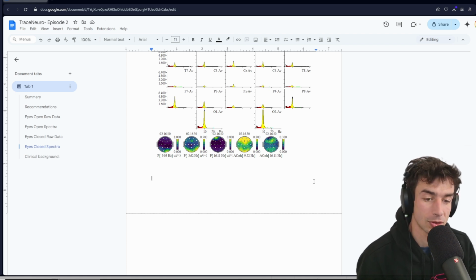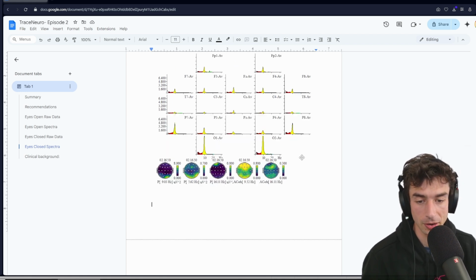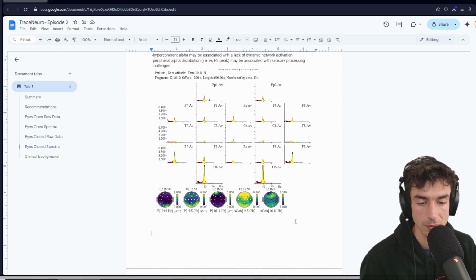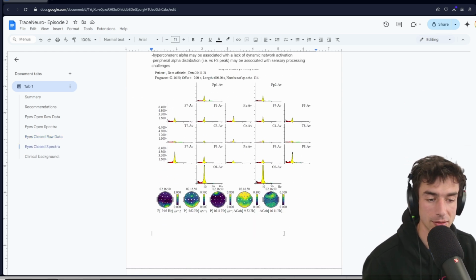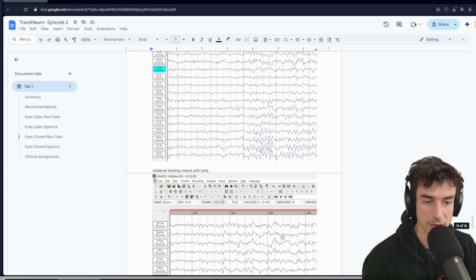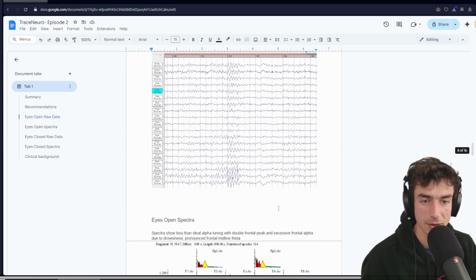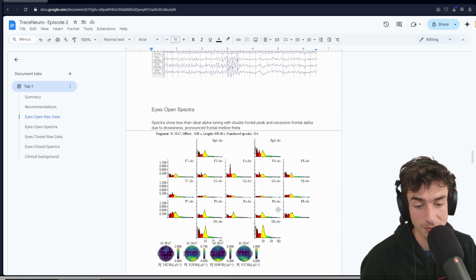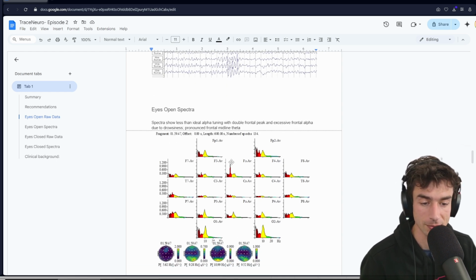And not a whole lot else going on, right? Which is part of the issue, right? We don't expect someone to have a ton of network activation in the eyes closed, but we also didn't see a ton of network activation in the eyes open. We kind of just saw a lot of alpha and some frontal theta and not very much beta.